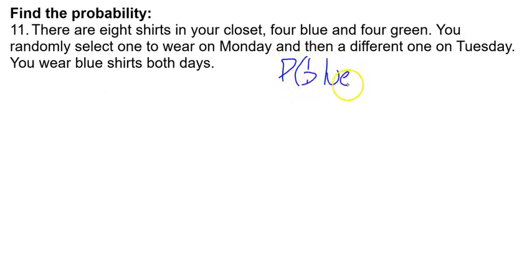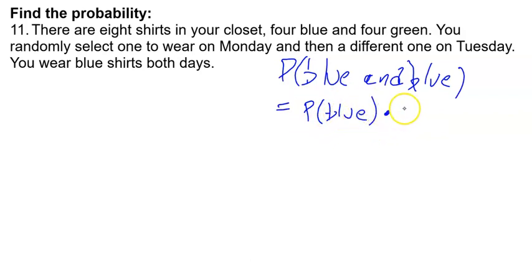I'm going to say the probability of blue, because it's an and, blue and blue. So that is the probability that we're going to wear a blue shirt and a blue shirt. Sorry, the writing is so bad. I don't know why my tablet's acting up. That's going to be the probability of blue multiplied by the probability of blue.